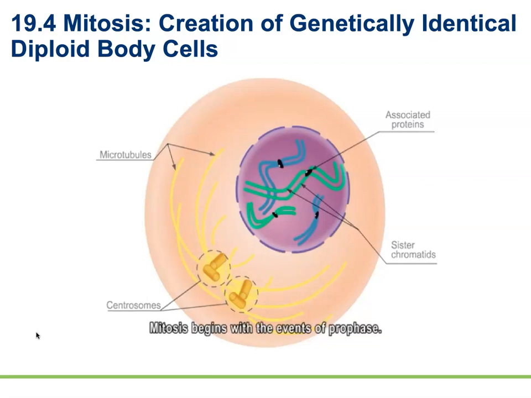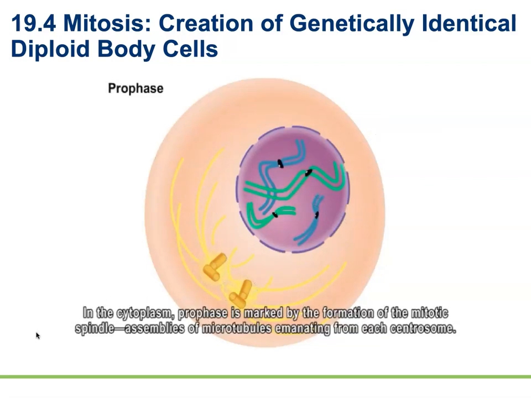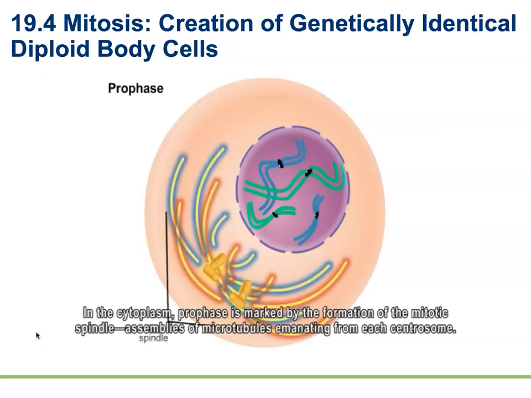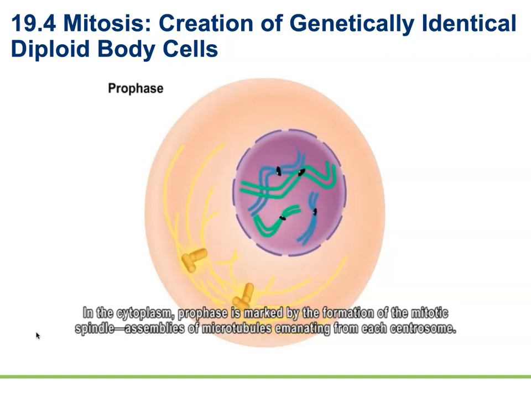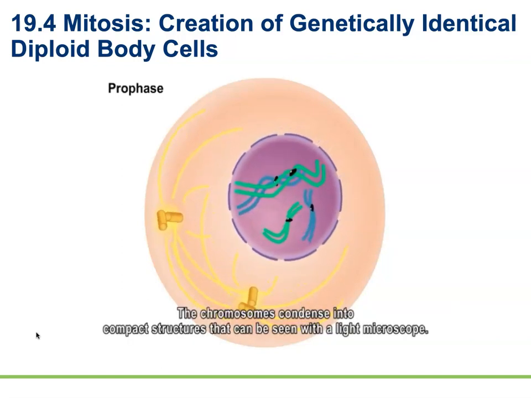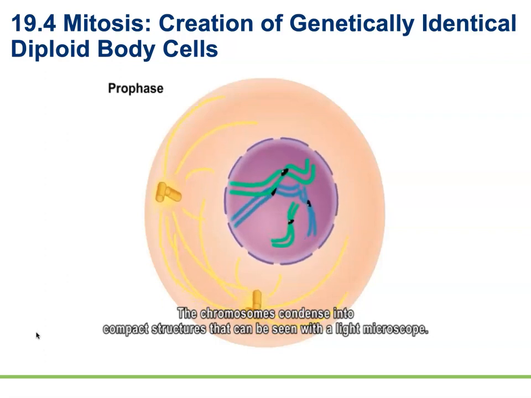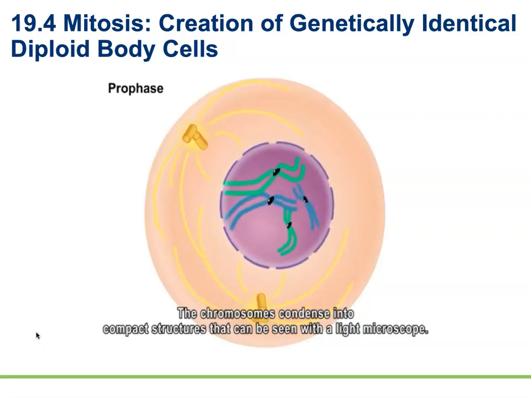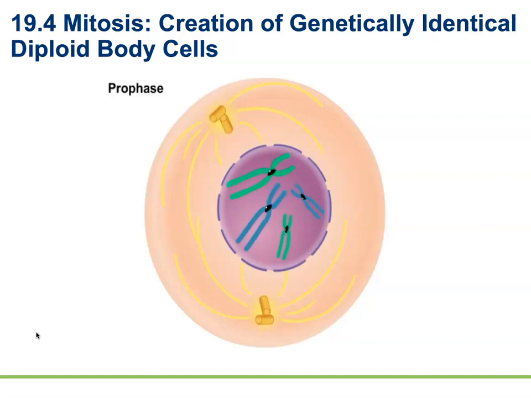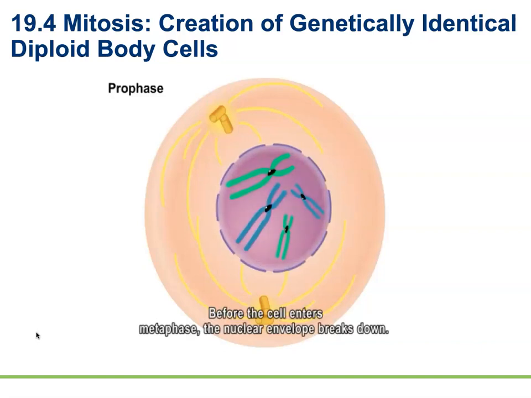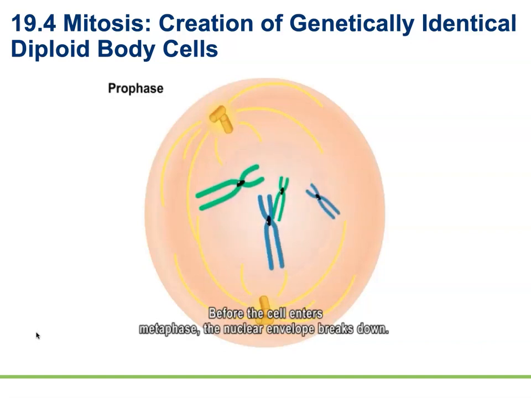Mitosis begins with the events of prophase. In the cytoplasm, prophase is marked by the formation of the mitotic spindle, assemblies of microtubules emanating from each centrosome. The chromosomes condense into compact structures that can be seen with a light microscope. Before the cell enters metaphase, the nuclear envelope breaks down.